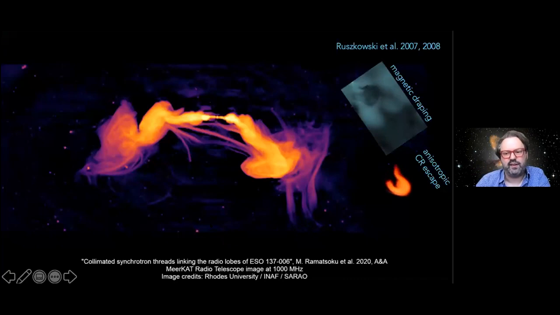Maybe it's even better shown here. You can see these strands. This doesn't look like a turbulent flow. It's quite likely that it is in the walls of these bubbles where magnetic fields are enhanced and they provide some pressure support. So this doesn't really behave like a simple fluid.